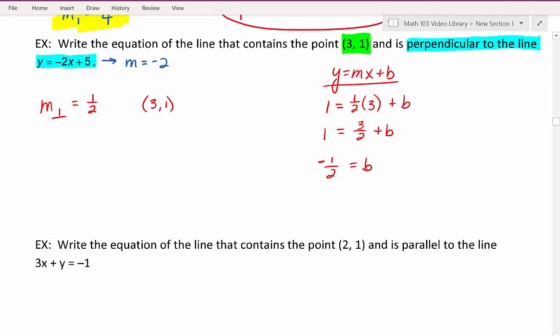To write the equation of a line, all we need to do now is plug the b that we just found and our perpendicular slope into y equals mx plus b. We get y equals negative 1/2 x. Oh, positive 1/2. Sorry. y equals positive 1/2 x minus 1/2.